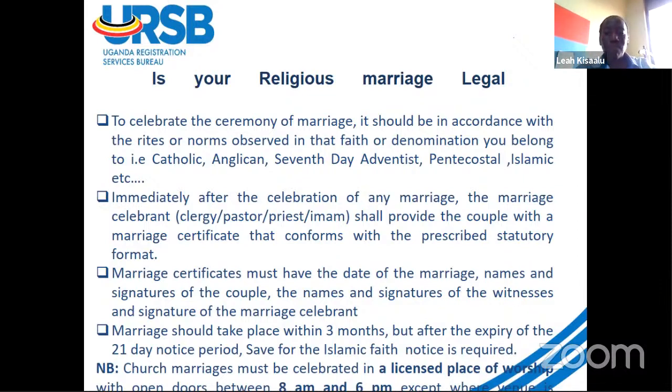Then, is your religious marriage legal? Most of us come to get married when we're in a hurry. You say, I have only 1 week, I have 2 weeks. Every marriage has to be published, or a notice has to run for 21 days. However, we have exceptions, but before I go to the exceptions, even in church, the bans have to run for 21 days.